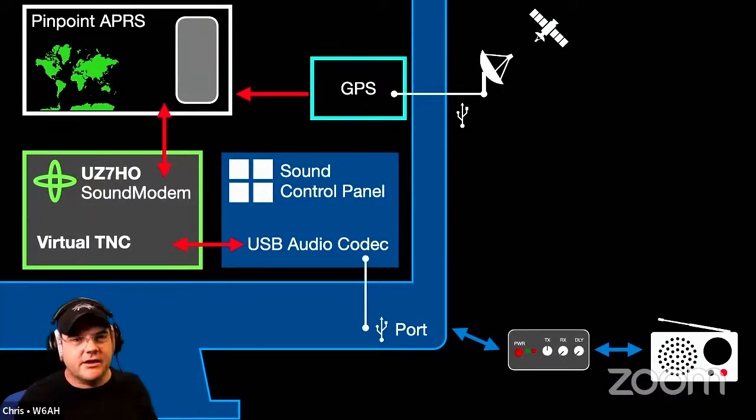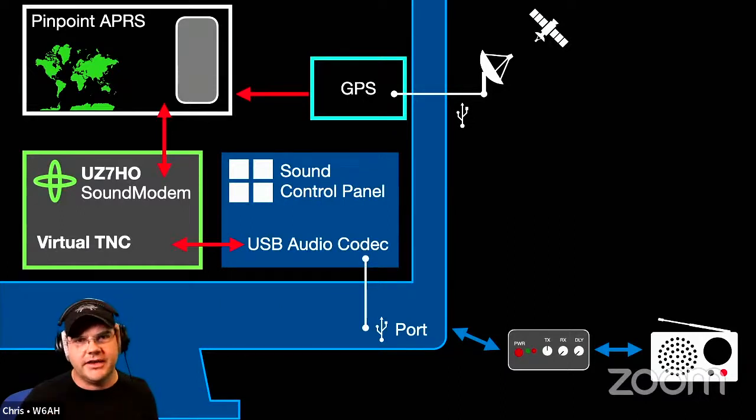You've got your radio, you've got your signal link. It's connected to your computer via USB port. That signal's going in through your sound control panel. It's then connecting over to sound modem by UZ7HO, which is acting as your virtual TNC. And instead of connecting sound modem to WinLink, like we just did in the last class, what we're gonna be doing is we're gonna connect that to an application called Pinpoint APRS.